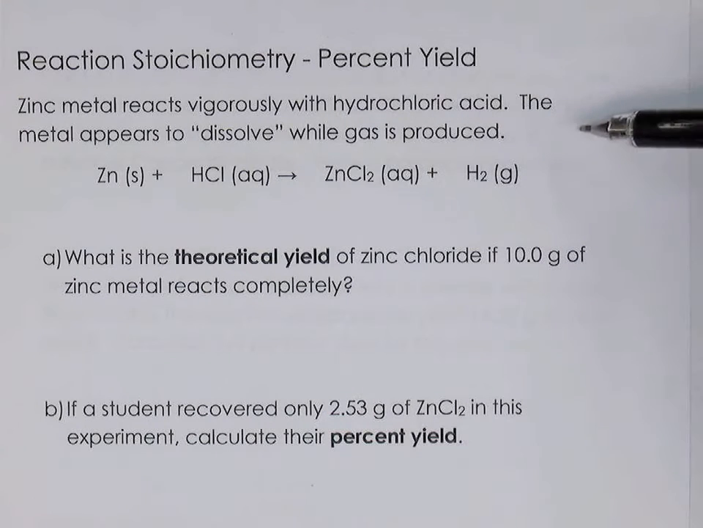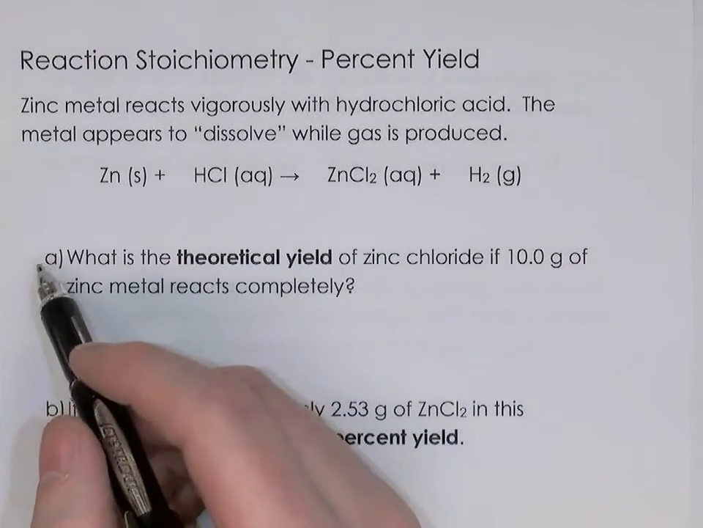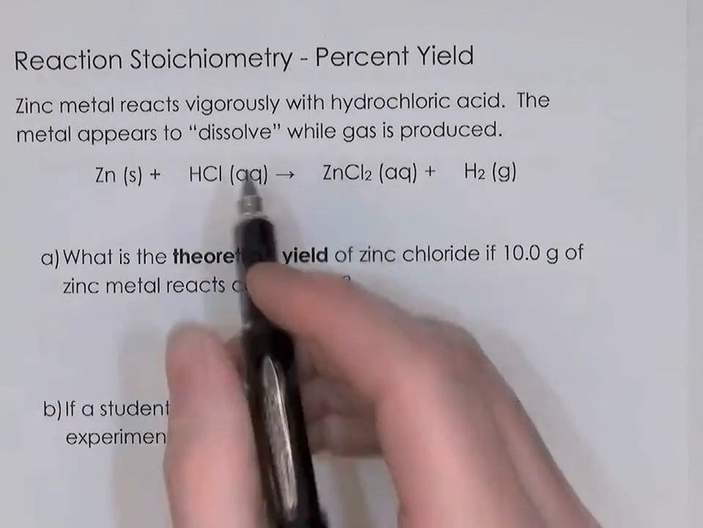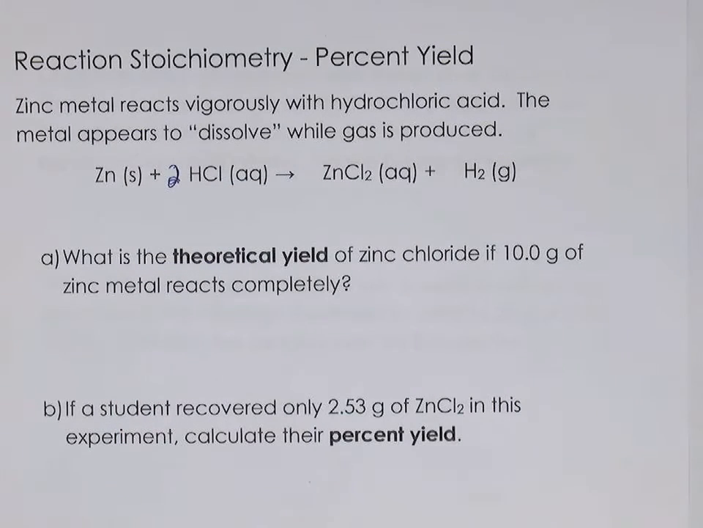Now, we need to balance the equation first. You can't do stoichiometry problems unless you have a balanced equation. So to jump in here, we see two chlorides on the right. I'll put a 2 in front of the HCl, and that will give me 2 chlorides on the left. That 2 also fixes the problem I had with hydrogens, and now the equation is balanced.